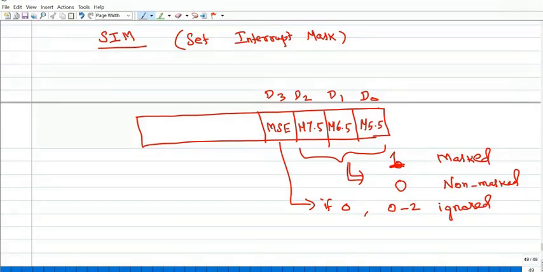None of the interrupts is masked. If this bit is 1, then mask is set. So by reading D0, D1, D2, we will come to know which RST instruction is masked. Okay. So next one, D4.